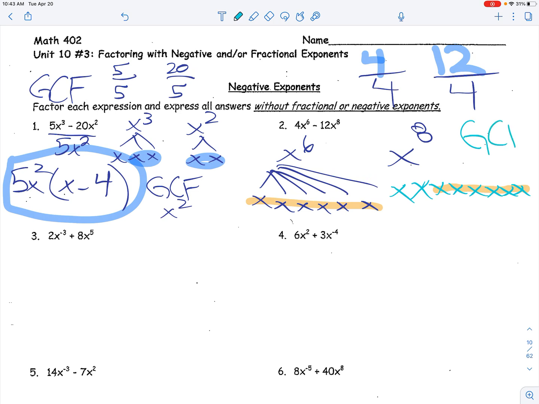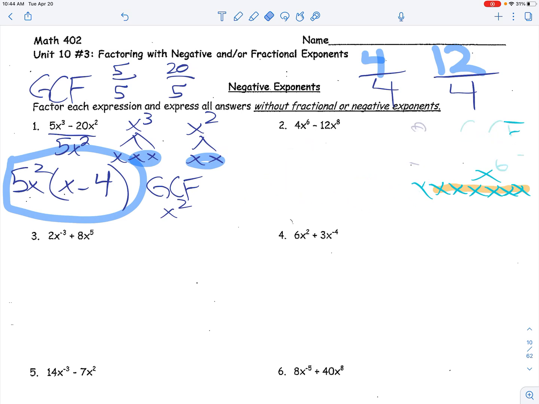So the GCF between x6 and x8 is x to the 6th. 6 x's is the greatest amount of x's you could take from both terms. All right. So a 4 with an x6. So that's your GCF. The GCF of both of those terms is 4x to the 6th.